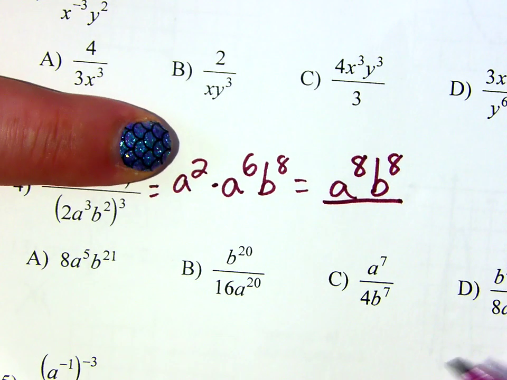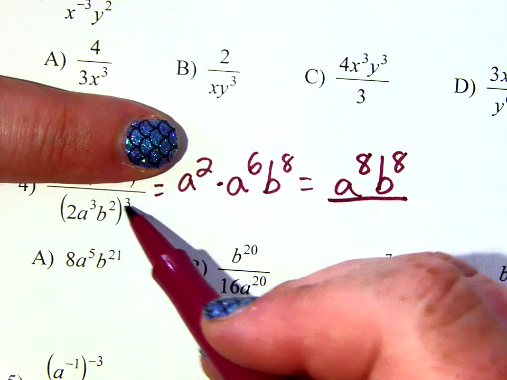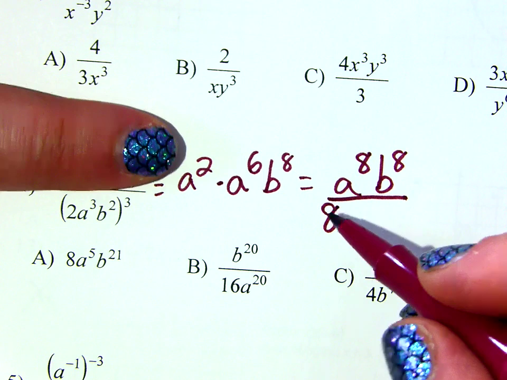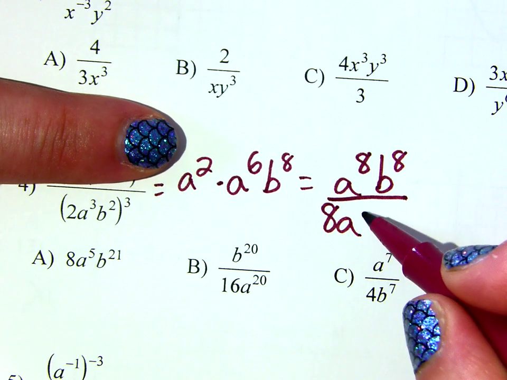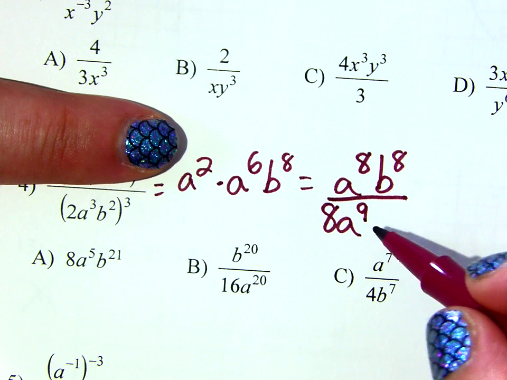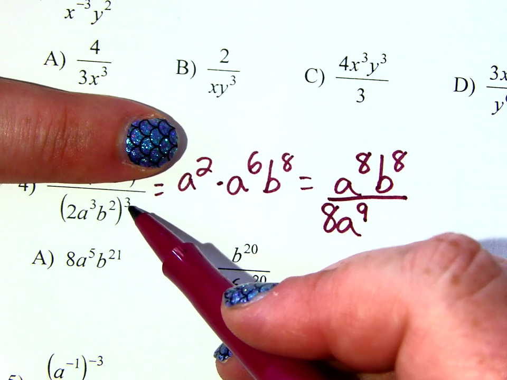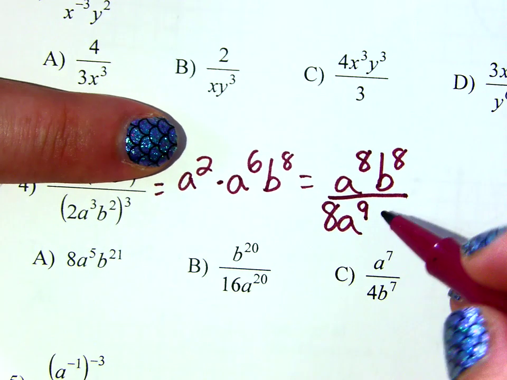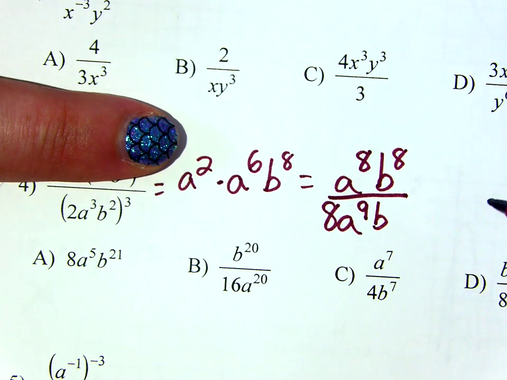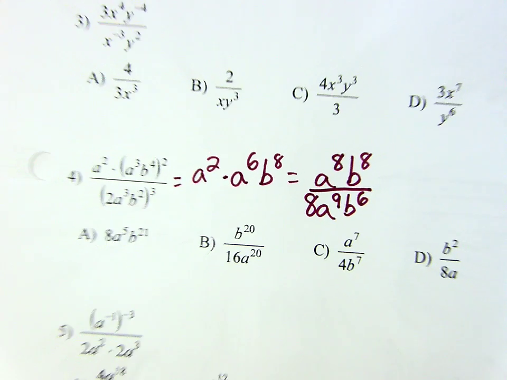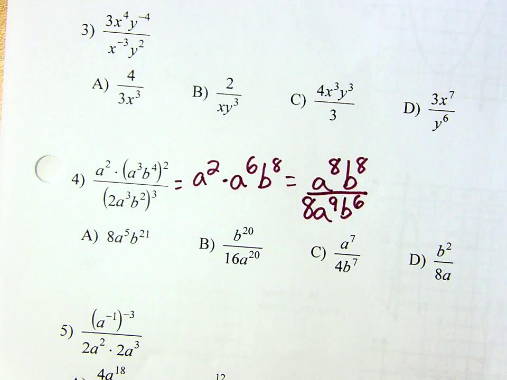So ignore the numerator. Don't forget to do 2 to the 3rd. What is 2 to the 3rd? 8. And it'd be a to the 9th. Raising a power to another power, so I multiply the exponents. 3 times 3 is 9. b to the 6th. You actually already have your answer if you're working smarter, not harder. I'm not done, but I already know the answer.